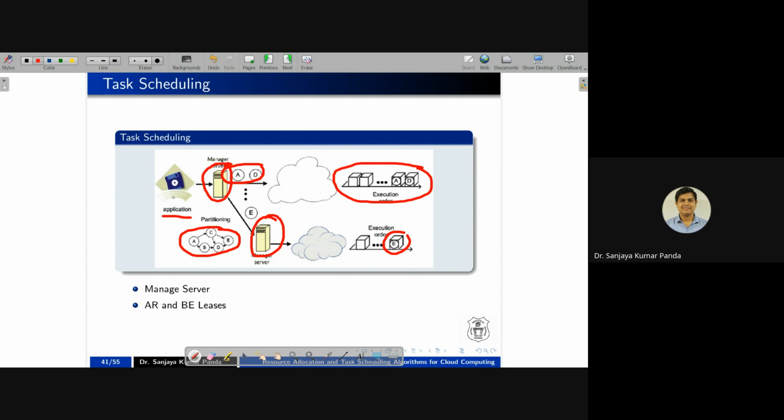So in this way, that application is created by a particular manager server and sent to different clouds to execute. Again, this manager server has to consolidate the result and return the result to the corresponding user, right? However, this particular application may be an advanced reservation application or a best effort application, which we have discussed earlier, right? And every manager server has information about its cloud.